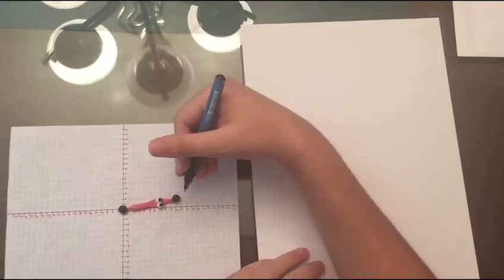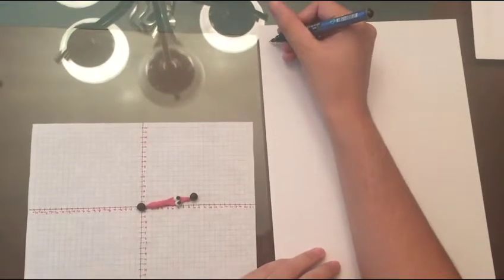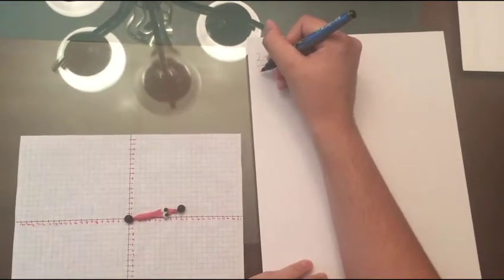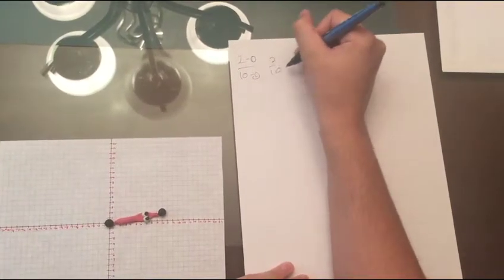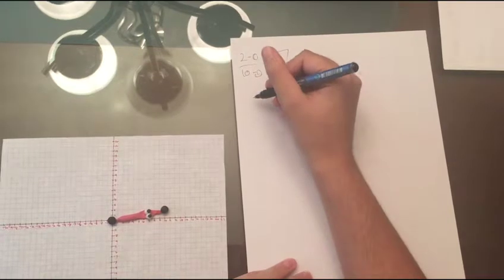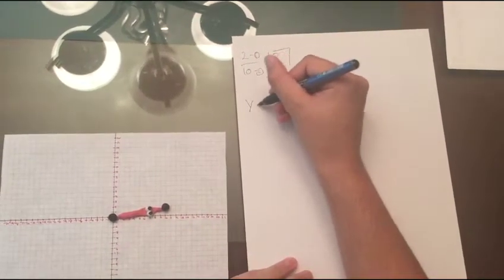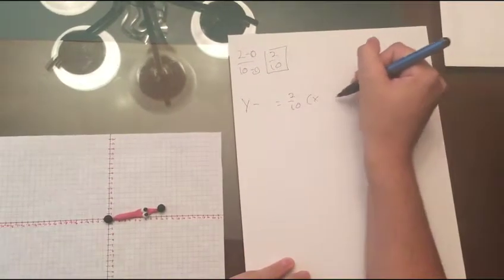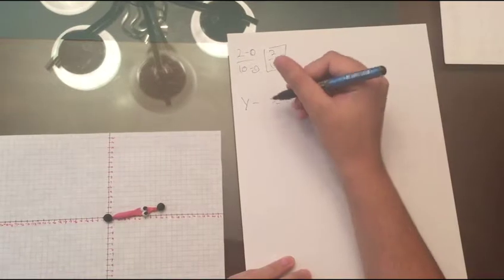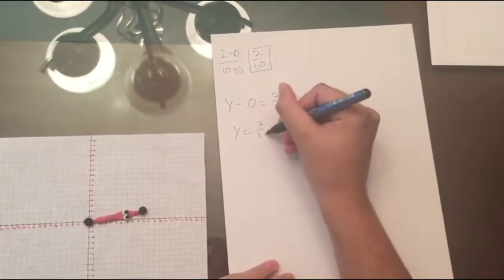If slope is the change in y divided by the change in x, then our slope would be 2 minus 0 divided by 10 minus 0, which would be 2 over 10. So our slope is 2 over 10. In point-slope form, x1 and y1 are the coordinates of the point on the line. We replace x1 and y1 with any of the 2 coordinates. We replace them with 0, which equals y equals 2 over 10 x.